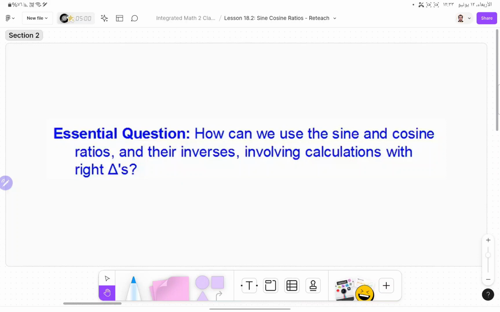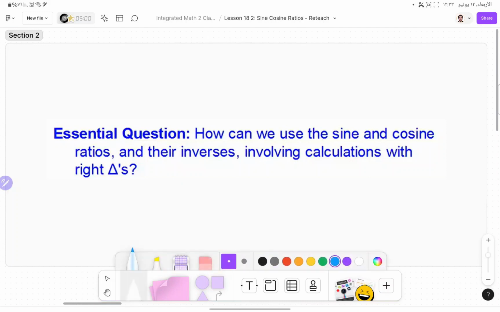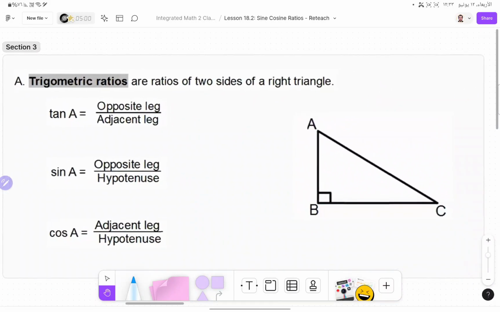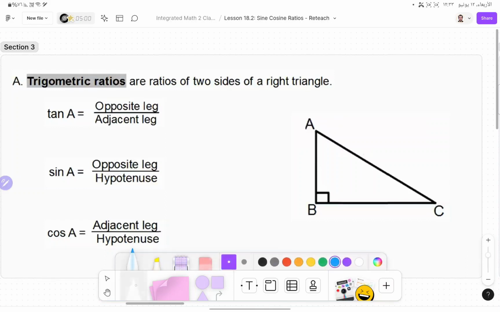Here we have an essential question. It's asking, how can we use the sine and cosine ratio and their inverses involving calculation with the right angle? I will tell you something here. It's top secret between me and you. The same thing happened with the tangent. It's also working for the sine and cosine.